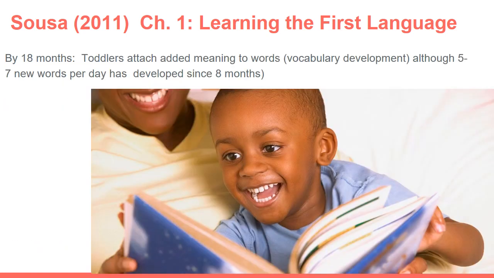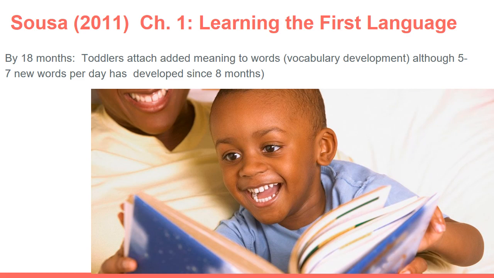By 18 months, the babies are now toddlers. They can attach significant meaning to most words that they hear. Not every word, of course, especially if it's an academic word or it's an adult word that mostly adults use. But they can pretty much, for the most part, understand when people are communicating to them in simplistic, child language.